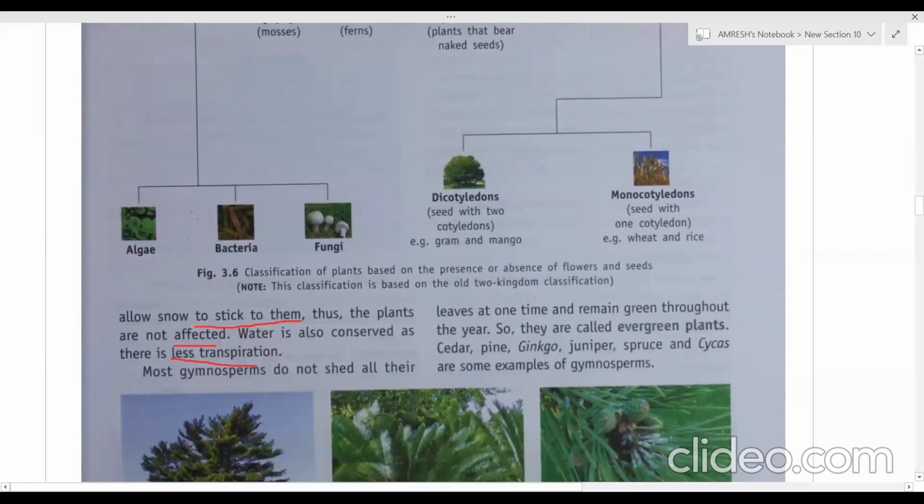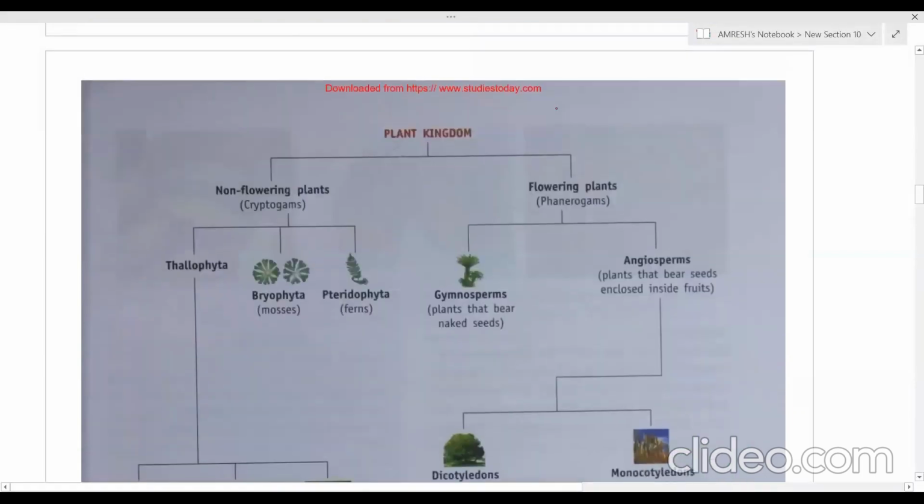Most gymnosperms do not shed their leaves at one time and remain green throughout the year. They are called evergreen plants. Cedar, pine, ginkgo, juniper, spruce, and cycas are some examples of gymnosperms. What are evergreen plants? The gymnosperms that do not shed their leaves and remain green all the time are known as evergreen plants. Examples are cedar, pine, ginkgo, juniper, spruce, and cycas. The examples you have to remember. There is no other alternative for examples.